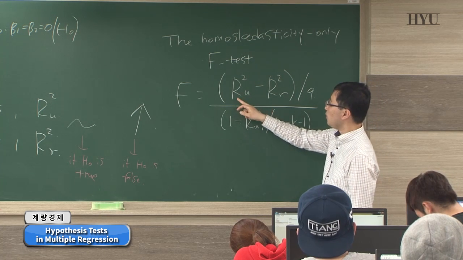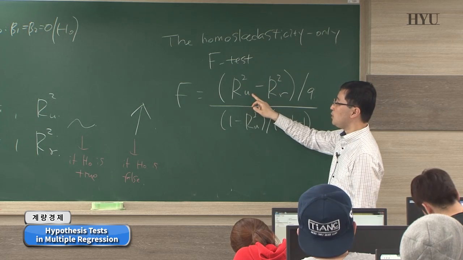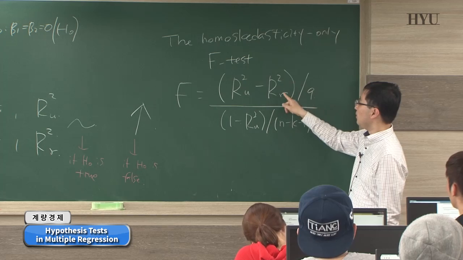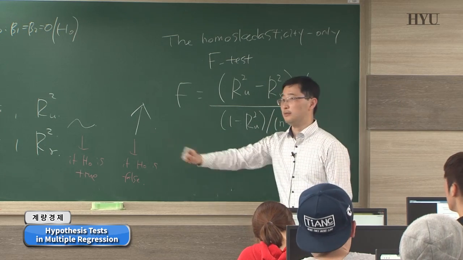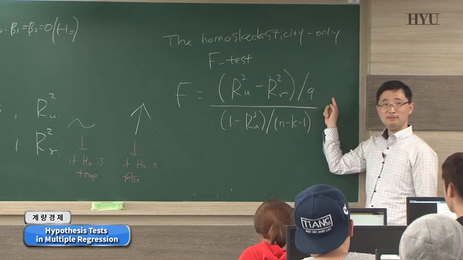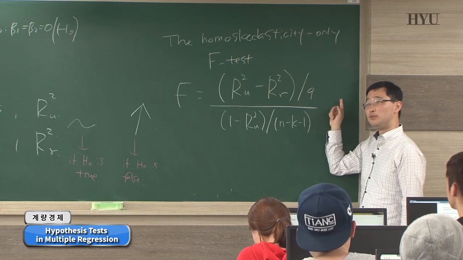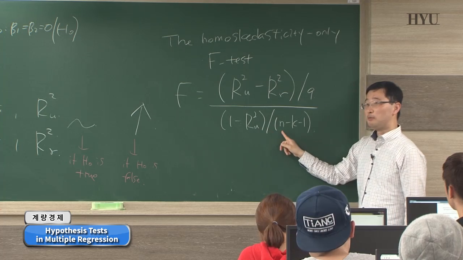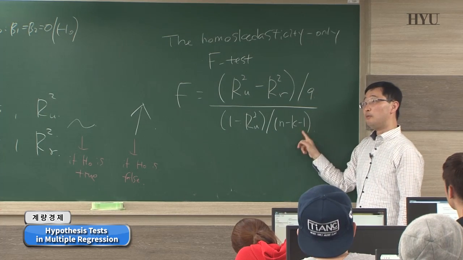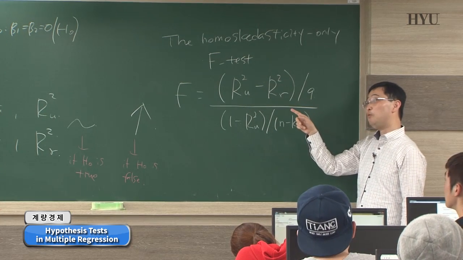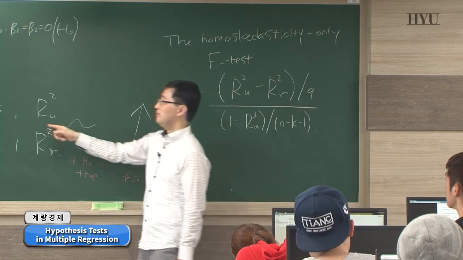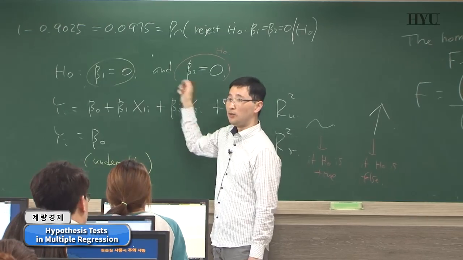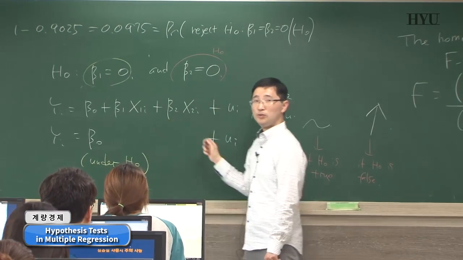So this is the R squared of an unrestricted model, a long model. This is the R squared of a restricted model, a short model. What is Q? Q is the number of restrictions under the null. Same thing, N is the sample size. K is the number of X in the model, in the long model. So we have Q equal to 2, and K equal to 2. Okay.